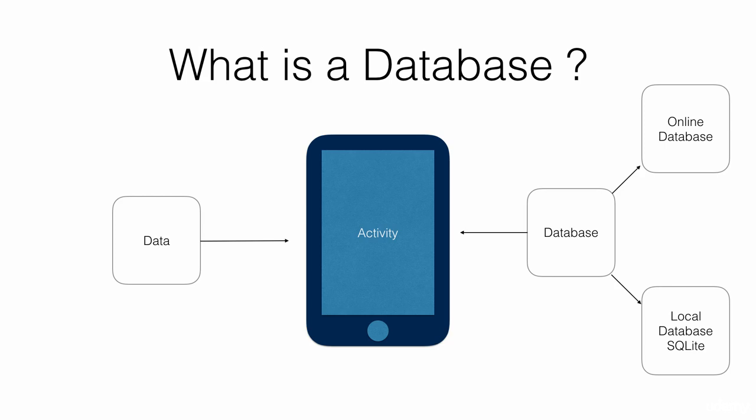There are actually two options in databases. The first one is the online database, which is the database hosted in some kind of cloud. The next type is the local database, which is the SQLite database. In this section, we will mostly focus on the local database, the SQLite database. We are also going to learn about the online database, but we will do that in the upcoming sections. So for now, let's just focus on the SQLite database.